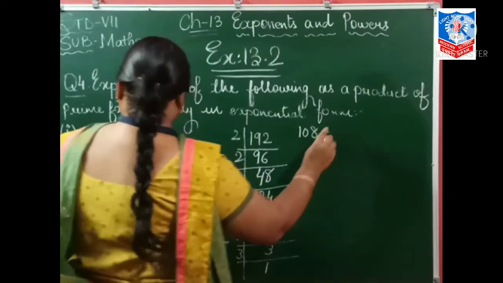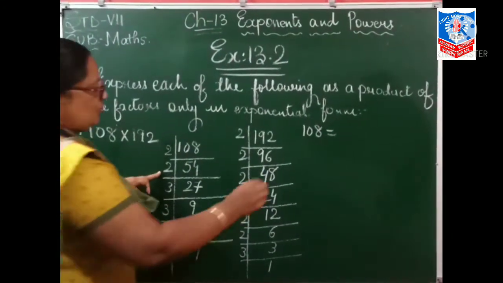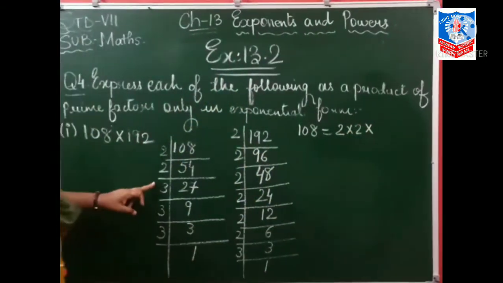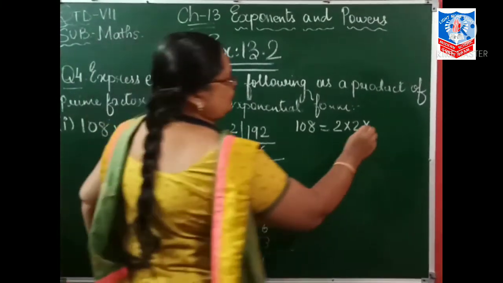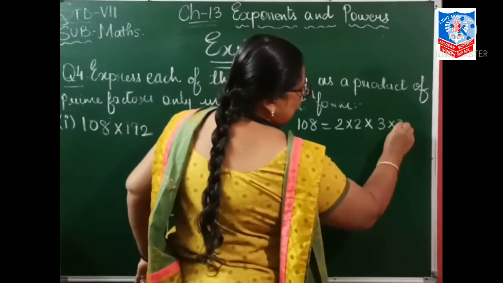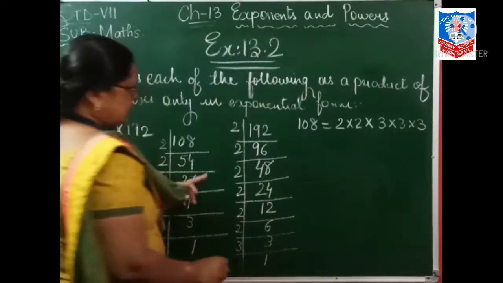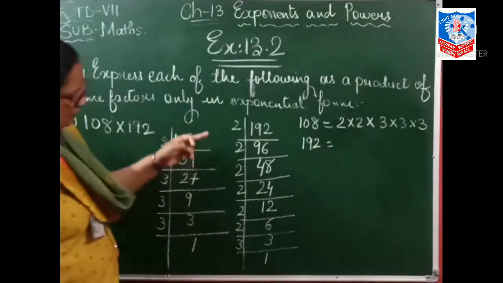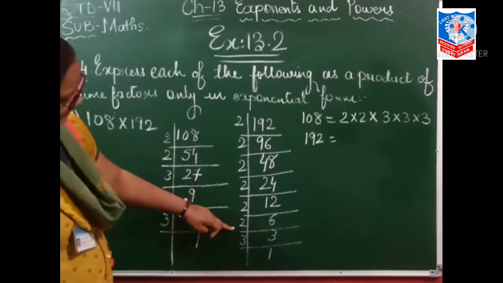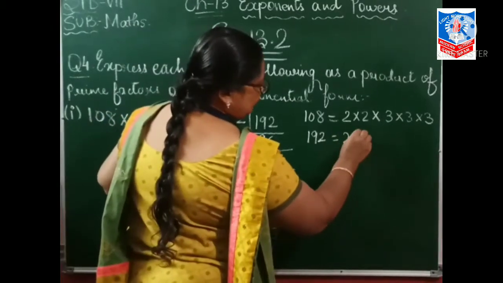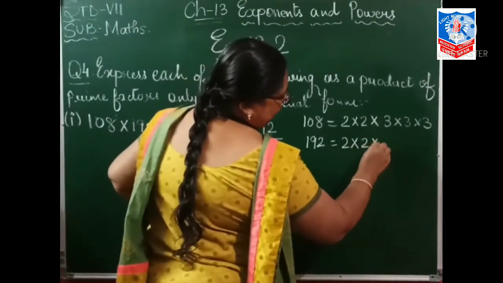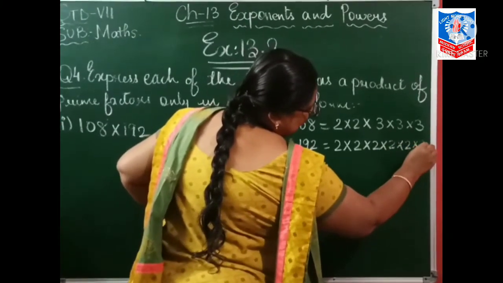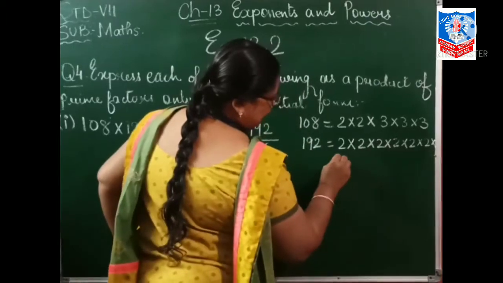Now 108 is equal to 2 into 2 into 3 into 3 into 3. 192 is equal to 2 six times and 3 one time: 1, 2, 3, 4, 5, 6 times 2 and 1 time 3.